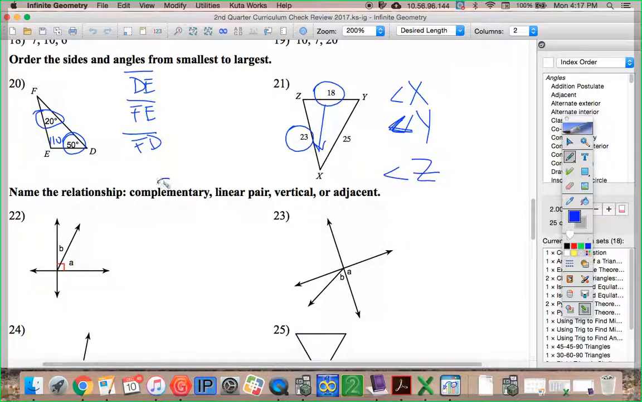Okay, complementary means they add up to 90. Linear pairs make a line, so it's 180. Vertical angles are across from each other when two lines intersect, and adjacent just means they share a side.